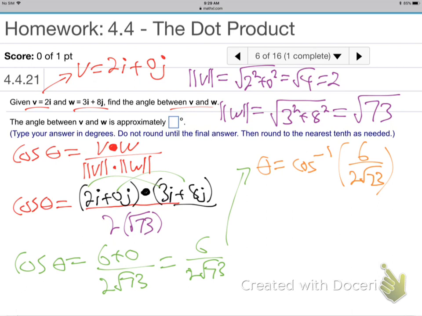So cosine inverse 6 over, and then the square root. Try these on your calculator because it's easy to mess up, and make sure you're good with them. 69.4 degrees. Y'all getting that? The angle between those vectors is 69.4 degrees.